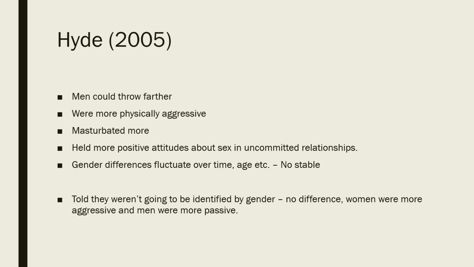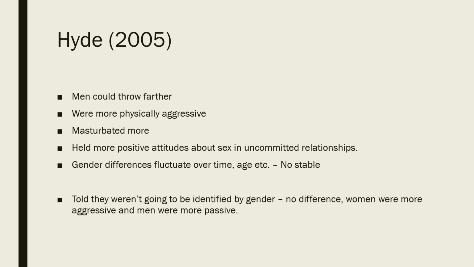And also Hyde found that gender differences fluctuate massively over different variables such as time and age. There are no stable gender differences that exist throughout all of people's lives, therefore calling into question the existence of them, because if they were differences, they should exist forever.